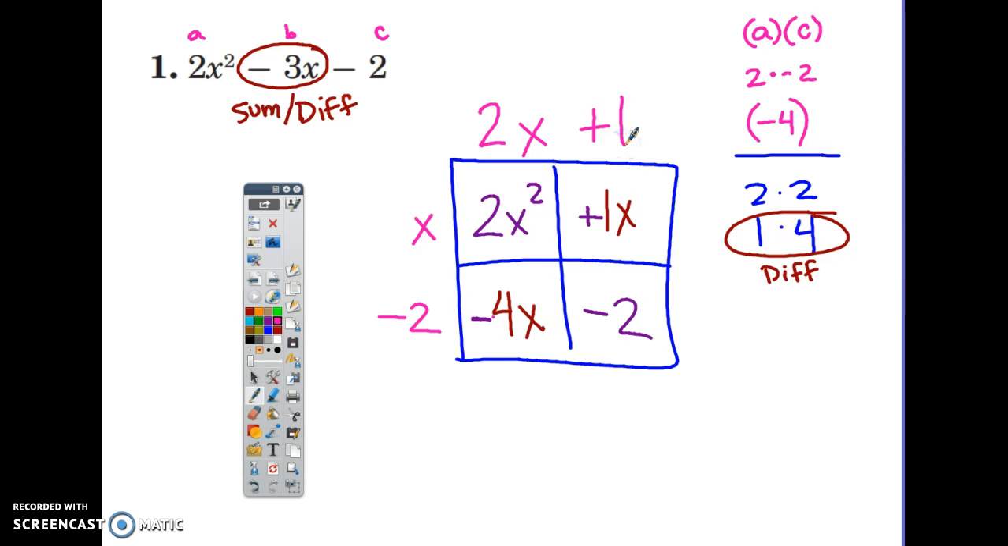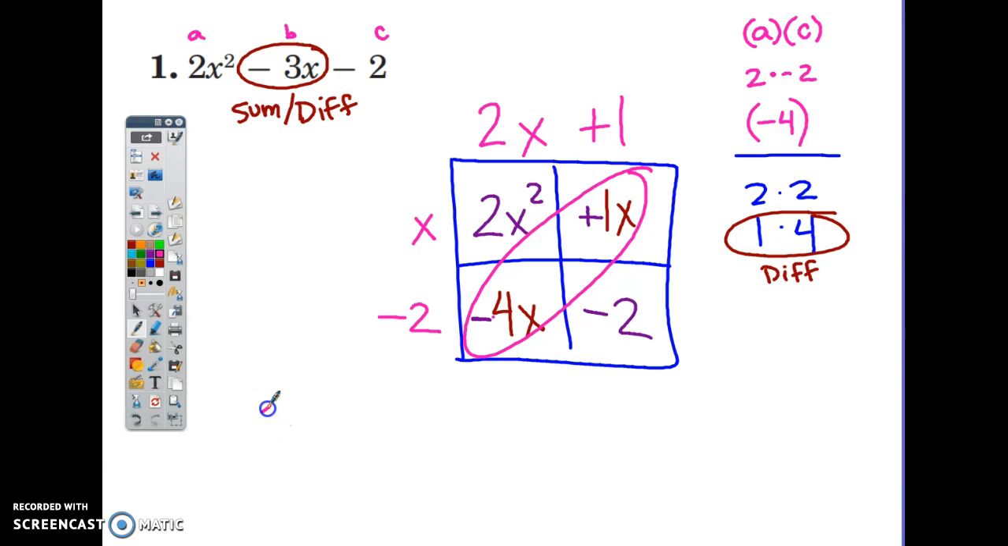Okay? We still have to make sure that everything works. So we're going to multiply the 1 times the negative 2. Does it give you negative 2? Yes. And when you added these, it gave you negative 3. So everything works. My factors are x minus 2 and 2x plus 1.